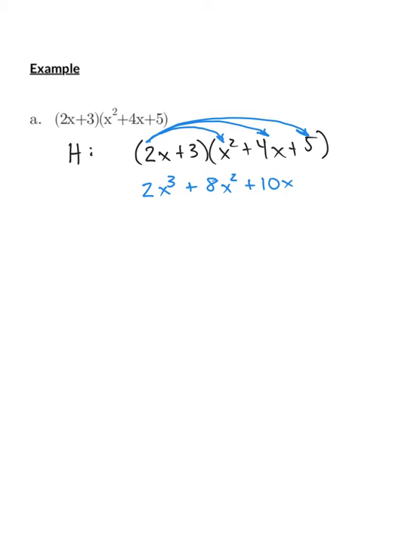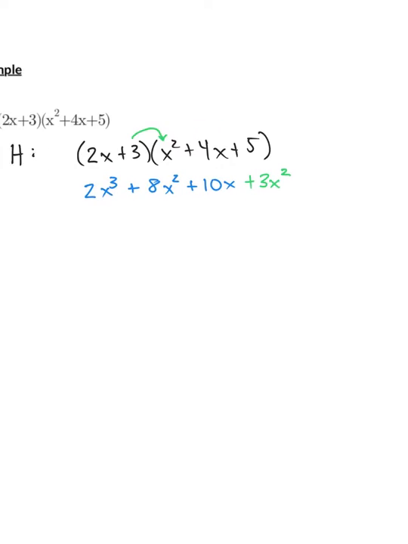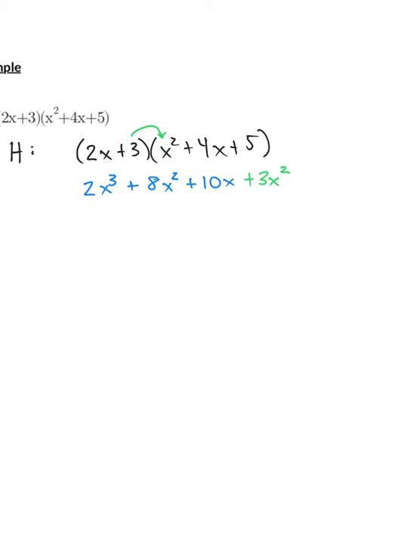Okay, that takes care of the first half of this problem. Now the second half, I want to redo the same thing, but I'm going to multiply by the 3. So I'm going to multiply everything in the second set by 3. We get 3 times x squared is 3x squared. We get 3 times 4x is 12x, and 3 times 5 is 15.